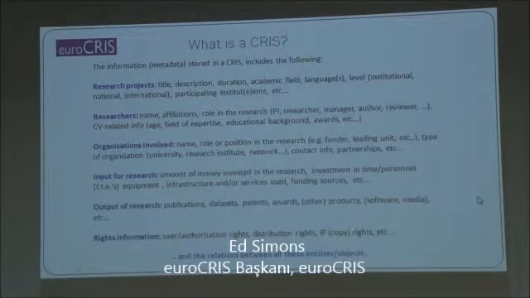Then, lastly, there is information in the CRIS about who is allowed to use the information and under which conditions. So, what you could call user or authorization rights, distribution rights, etc. So there is information about all these objects or entities there, but also important is there is a lot of information about the relation between these objects.